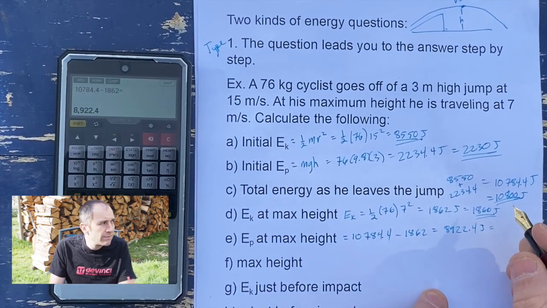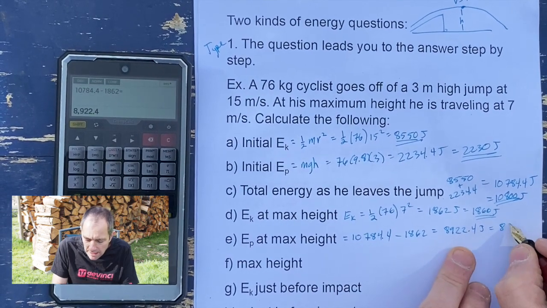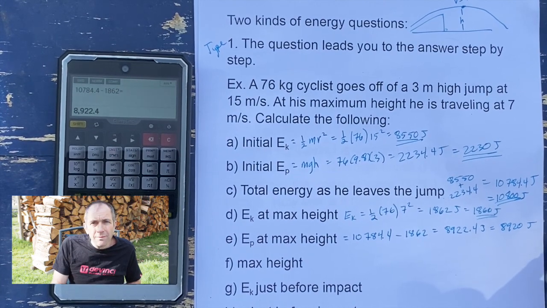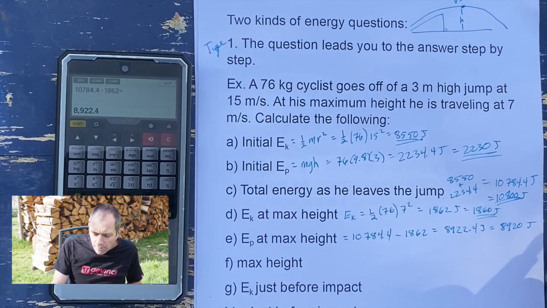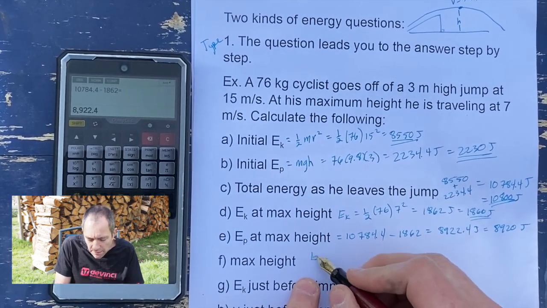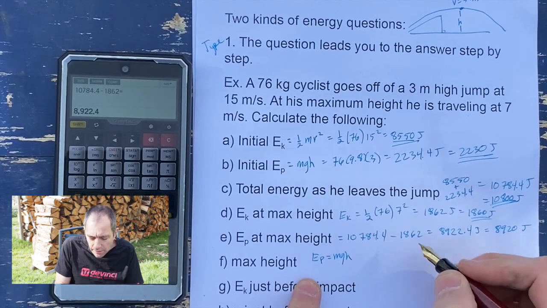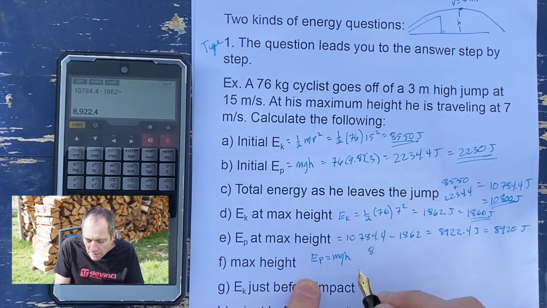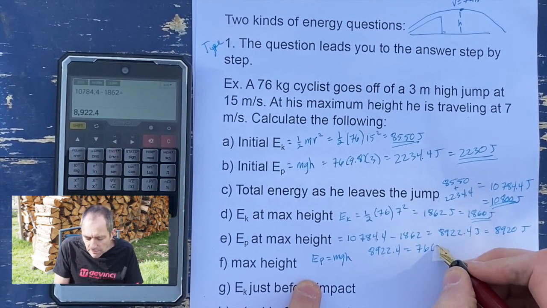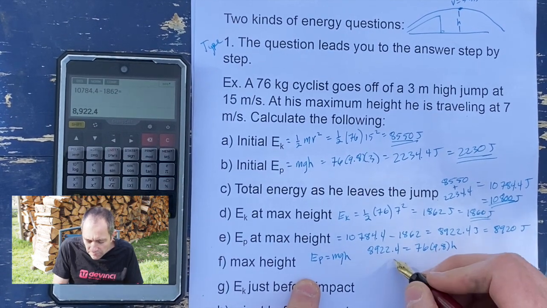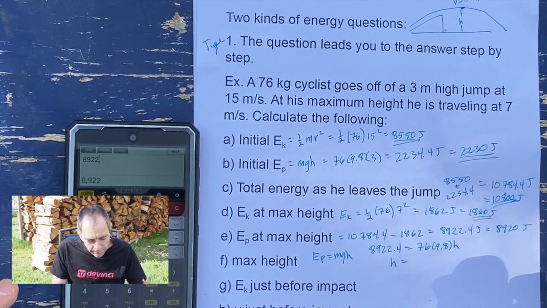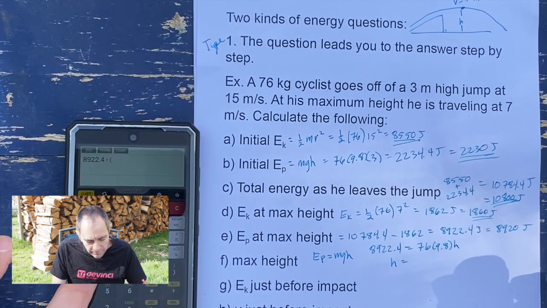And again, as a proper answer, it needs to be 8920 joules. Now, we're going to find max height. Well, if I know the potential energy, it's pretty easy to find the height, so I'd say EP equals mgh, and I'd say 8922.4 equals m times 9.8 times height. And so we'll just work that out very quickly. You should have had lots of practice last week doing that. So 8922.4 divided by 76 times 9.8.